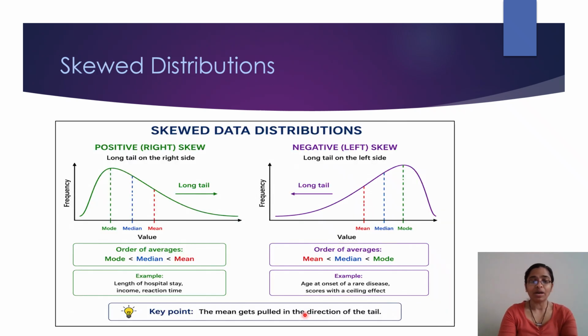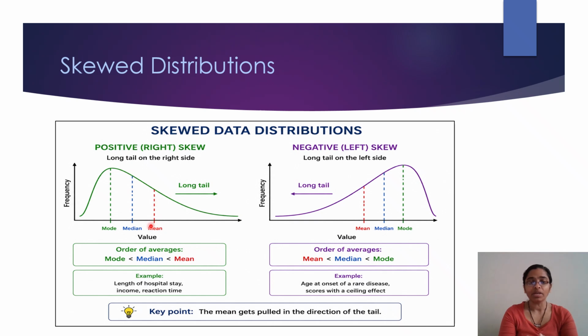Now let's understand a bit about skewed distributions. This is again a classic biostatistics exam concept. What you need to remember is the mean gets pulled in the direction of the tail. The mean is dragged towards the tail. It follows the tail. So look at what is positively skewed data and negatively skewed data. Positively skewed data will be something like this, where you have a long tail on the right side. Long tail on the right side means the data is positively skewed. When you have a long tail on the left side, the data is negatively skewed.